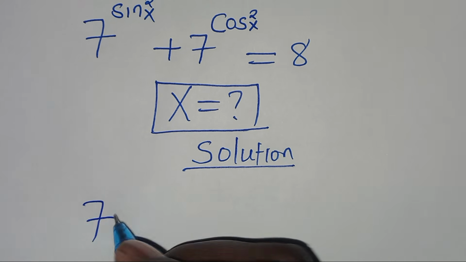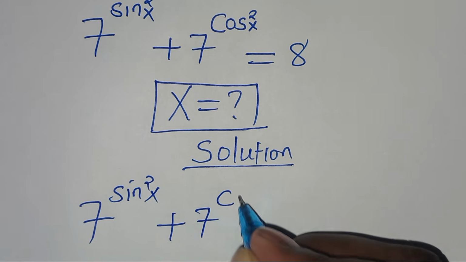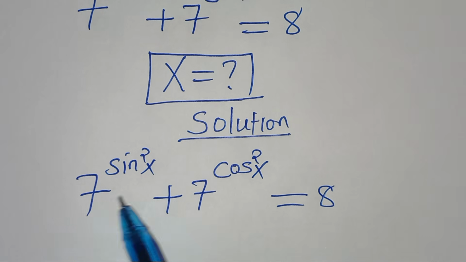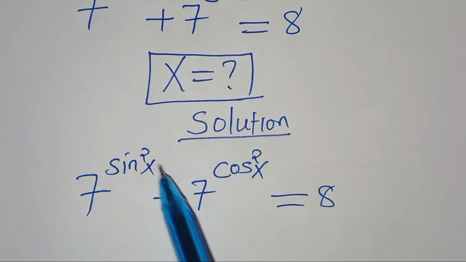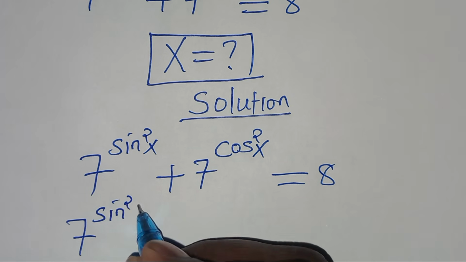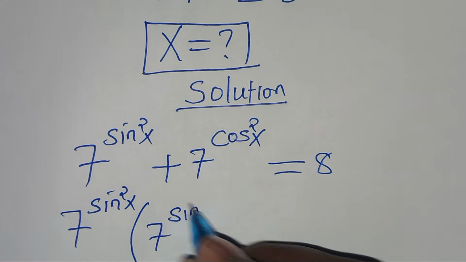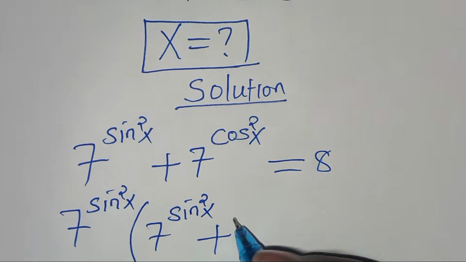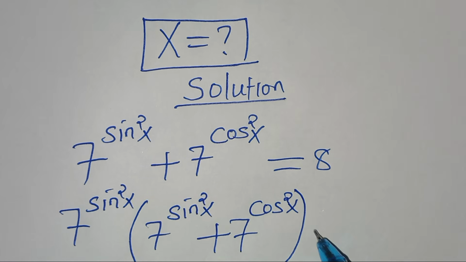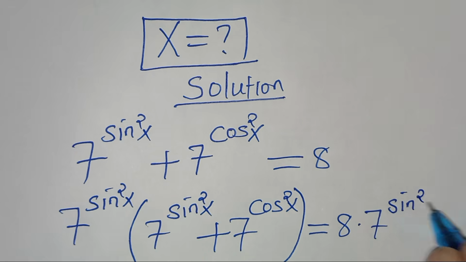Now we have 7 raised to the power of sine squared x plus 7 raised to the power of cos squared x. This is equal to 8. Let's multiply everything here on both sides by 7 raised to the power of sine squared x. So we have 7 raised to the power of sine squared x into the parentheses, 7 raised to the power of sine squared x plus 7 raised to the power of cos squared x, close the parentheses. This is equal to 8 times 7 raised to the power of sine squared x.